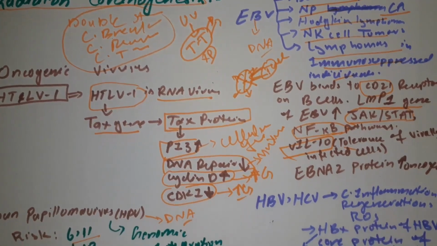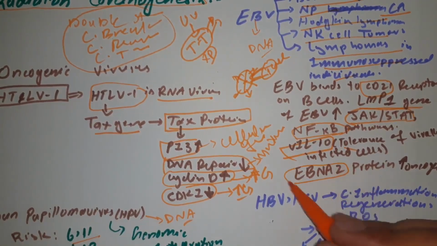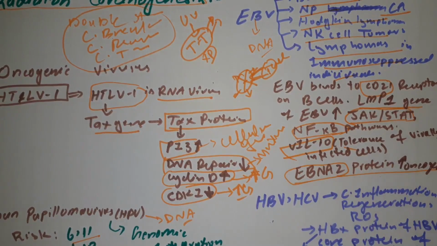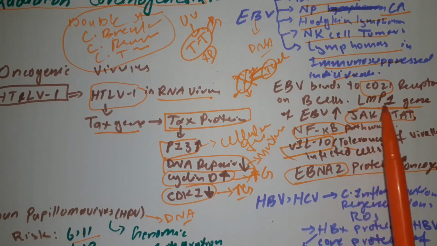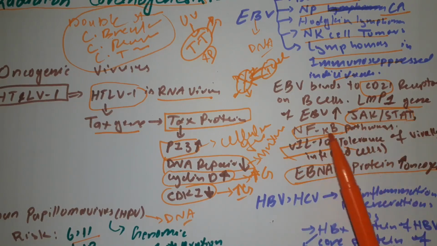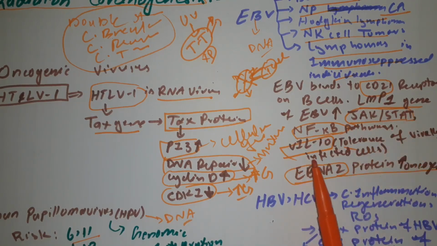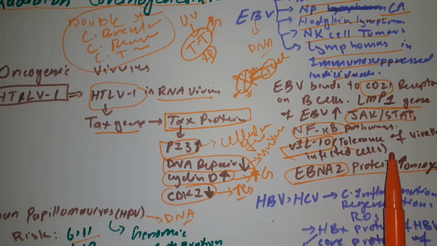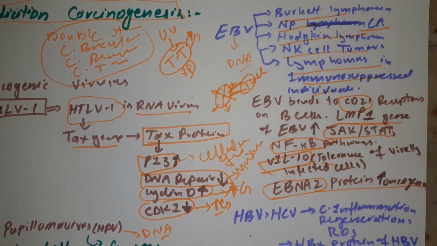Moreover, its protein EBNA-2 also leads to increased oncogenesis. So that was basically how Epstein-Barr causes Burkitt lymphoma. It binds to the CD21 receptor, and its LMP1 gene leads to increased upregulation of the JAK-STAT pathway and the NF-kB pathway, and its interleukin 10 leads to tolerance of the infected cell, and its protein EBNA-2 also upregulates the expression of several oncogenes, which leads to carcinogenesis.